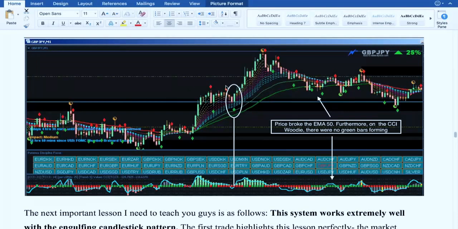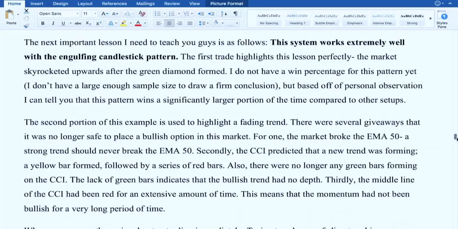And so likewise, here's another example. As we can see, there's a strong bullish market. If we look down here, we follow this white line down, the CCI crossed the zero value. See how it dipped down to the bearish side, and then an engulfing candle formed on the green candle. A green diamond formed on an engulfing candle after the CCI crossed zero. So then you would place a call, and as we can see, the market continued to rise.